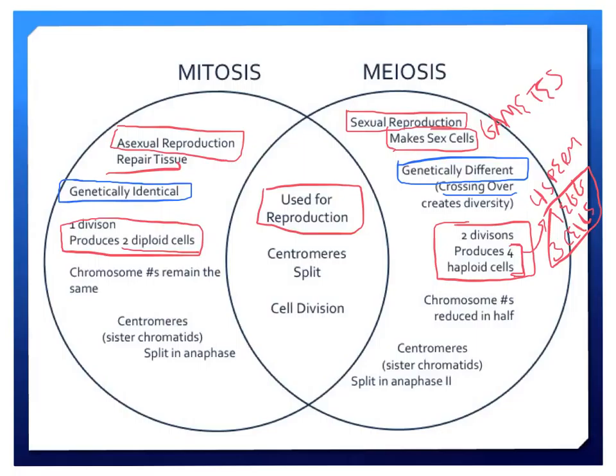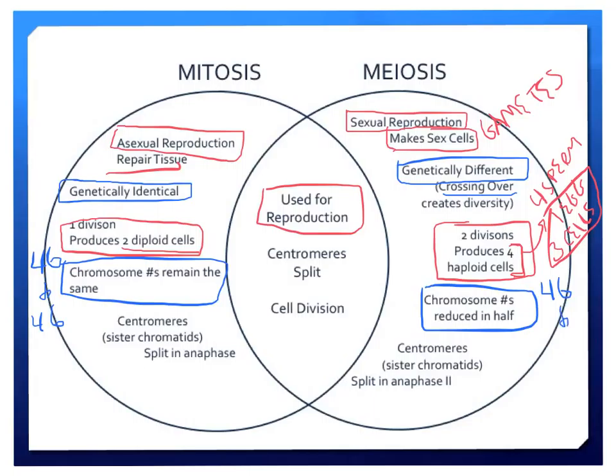In mitosis, the number of chromosomes remains the same. If you started with 46, you have 46 at the end, which is the case for people. In meiosis, the number of chromosomes is reduced in half. If you start with 46, you'll only end up with 23. That way, when the two cells of 23 merge in fertilization, you'll end up with 46 again.